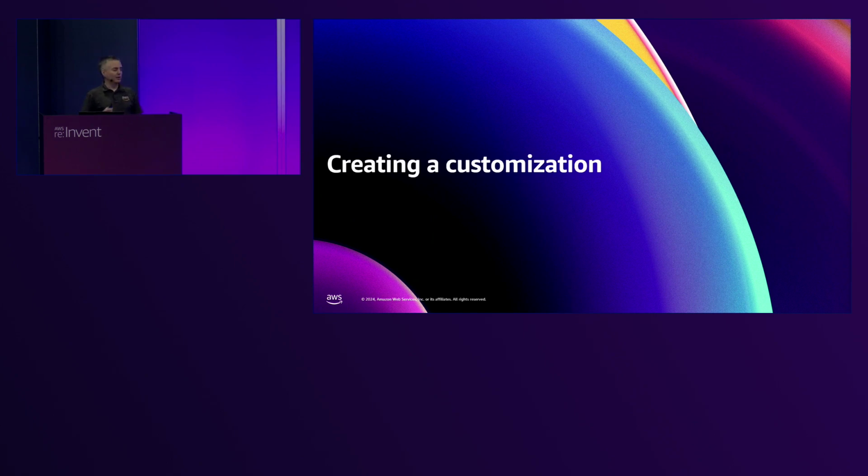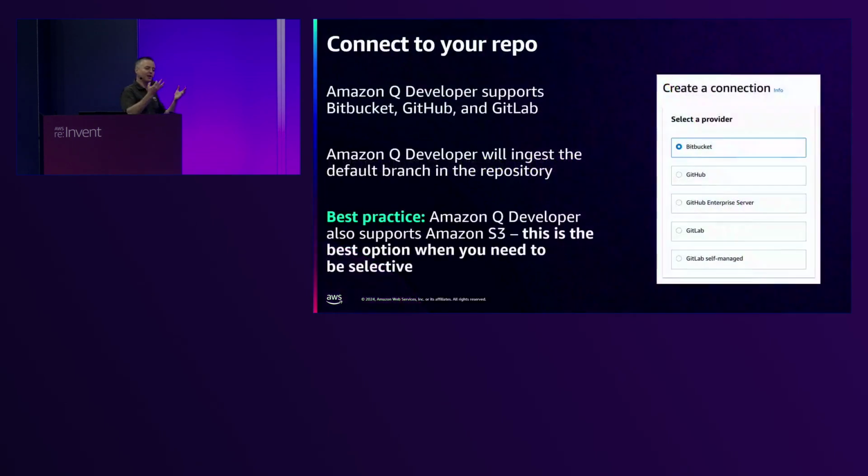Okay, so that is step 1, right? We prepared, and it's really the most important step. The next thing I'm going to do is go and create the customization. And the way I'm going to do that is I'm just going to connect Q to one of my existing repositories. So I can connect it to Bitbucket, GitHub, or GitLab, okay?